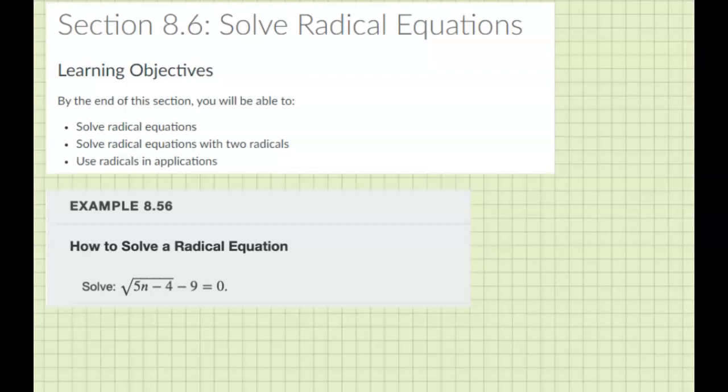Hello and welcome. This is section 8.6 and we're going to do some examples where we solve radical equations. Alright, so let's look at the first example.